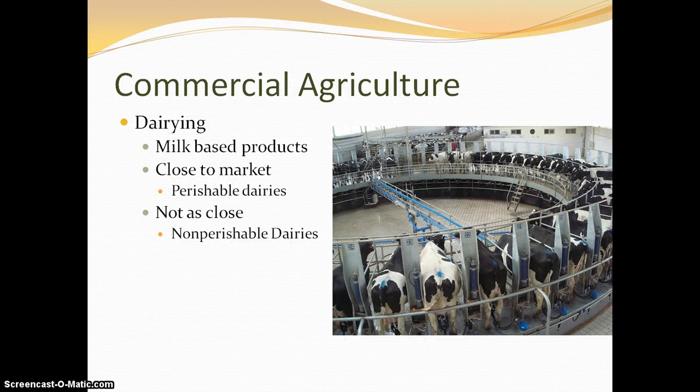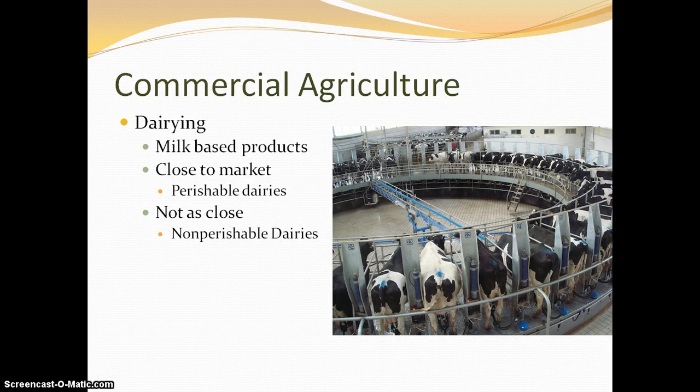Today we're going to continue on with our discussion of commercial forms of agriculture. Today we're going to talk about two final forms of commercial agriculture, and then we'll move on to a new topic. Today we're going to be discussing the process of dairying, and we're also going to be looking at large-scale grain agriculture. Now we talk about dairying.